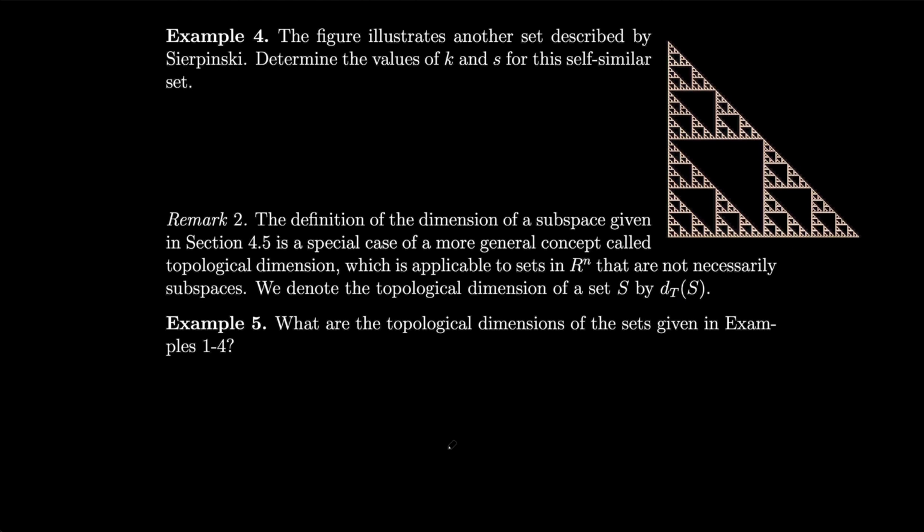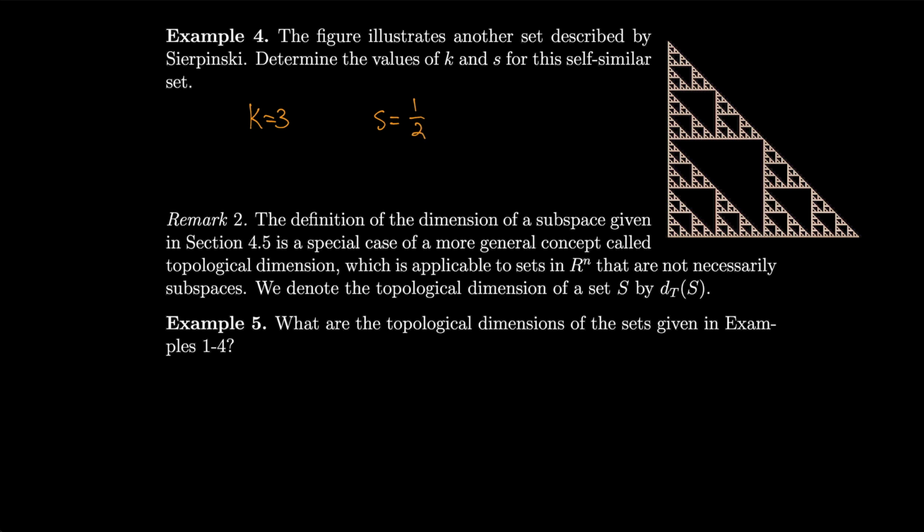The figure illustrates another set described by Sierpinski. Let's determine the values of K and S for this self-similar set. All right, I've got one over here, one over there, and one over there. So K equals 3, and the length of this piece is half the entire length, right? Each of these is half the length, so the scale factor is 1/2.